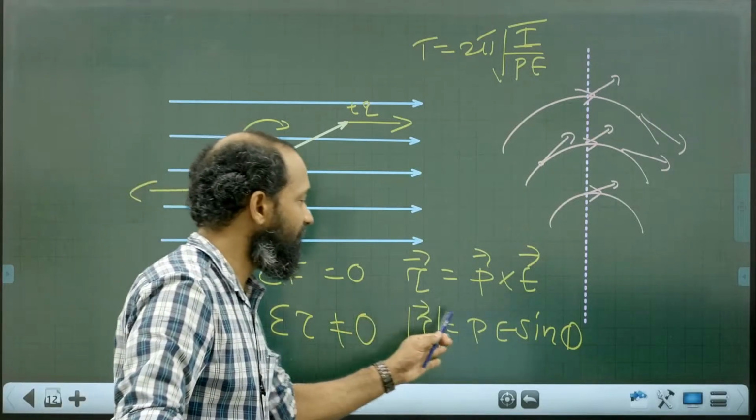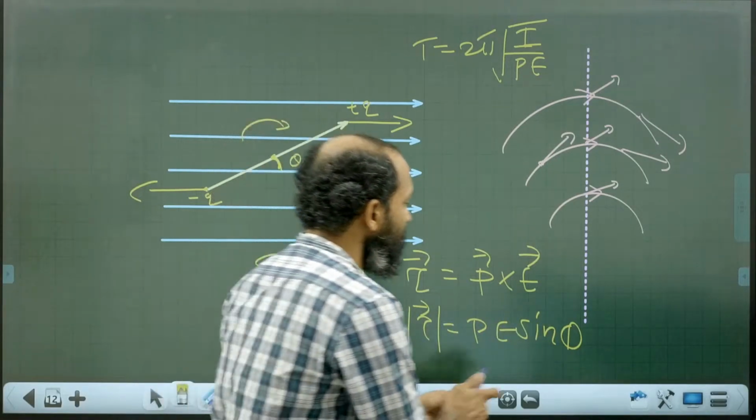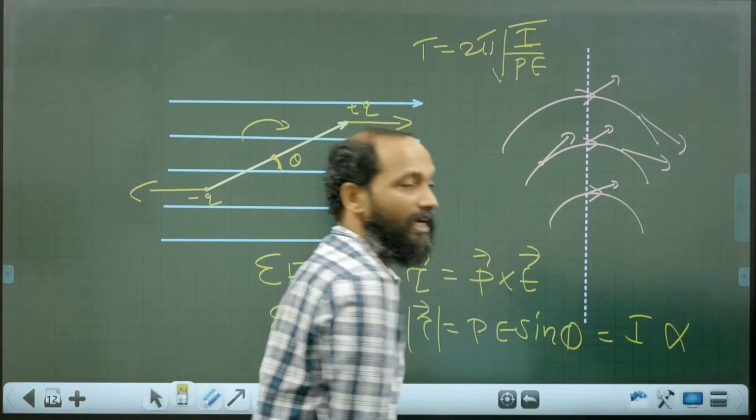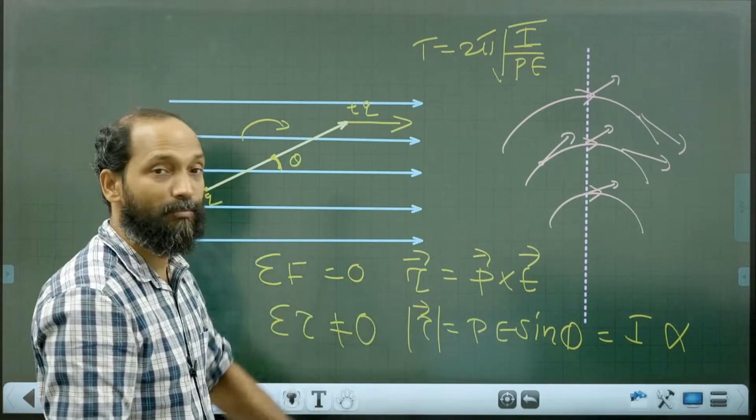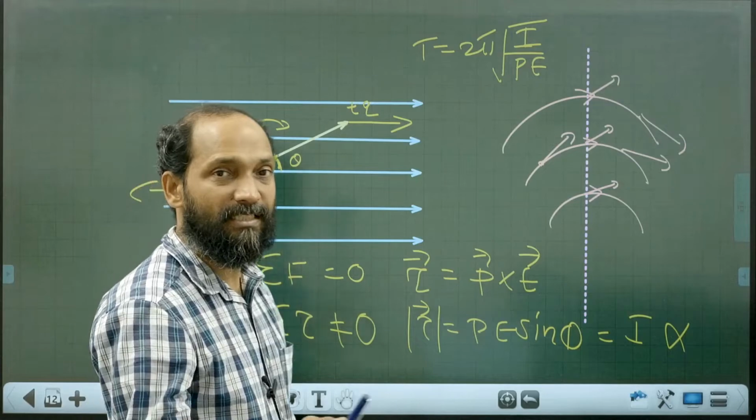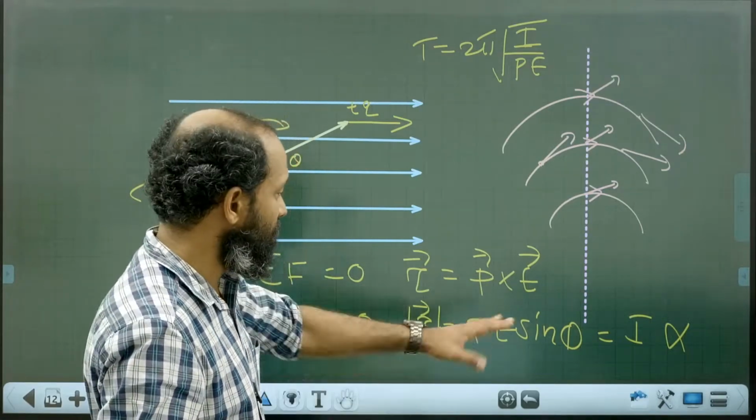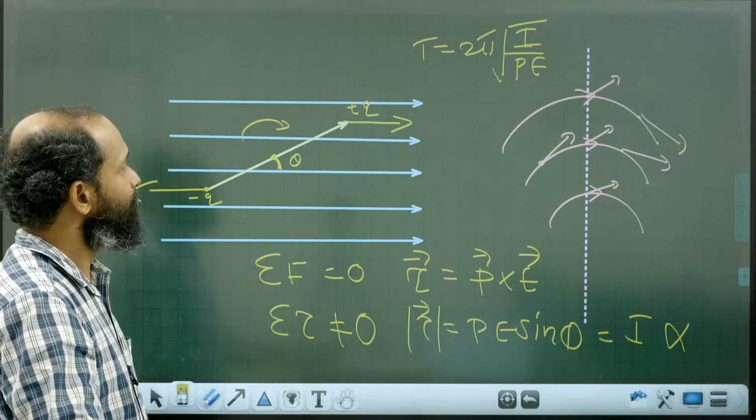Okay, this is the net torque. That net torque can be equated to I alpha, where alpha is the angular acceleration. That all may be asked. Angular acceleration alpha equal to d omega by dt, all may be asked here.